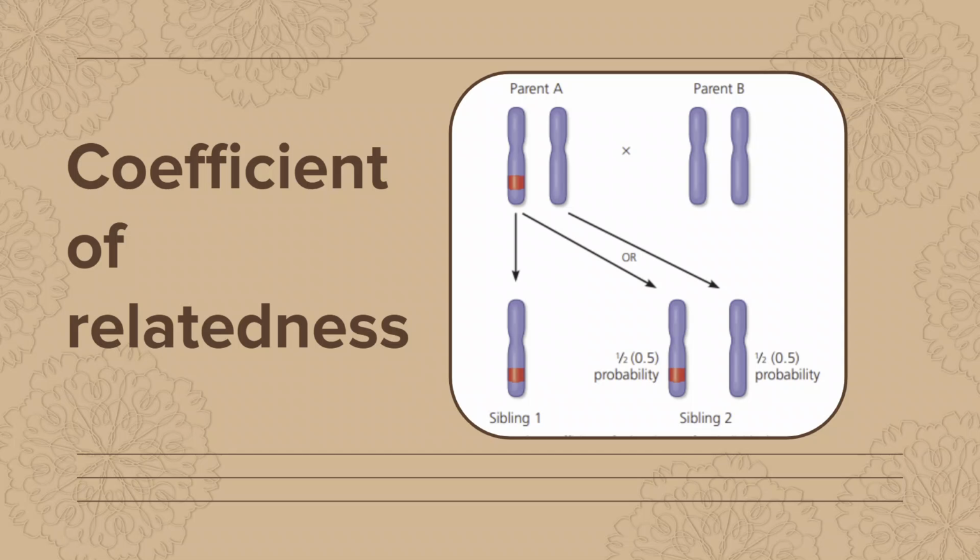Another common one to look out for is cousins, and that would be 0.125. The logic behind that is, to think about it, we have to think about how much you share with your uncle and your aunt. And they're the brothers and sisters of your mothers or fathers.